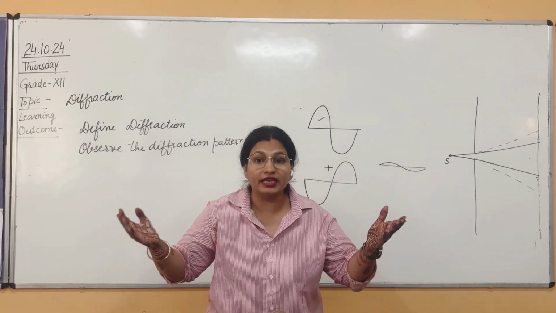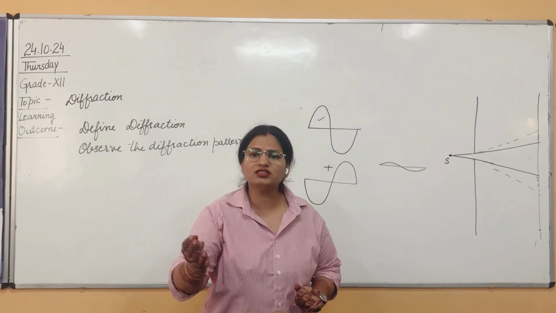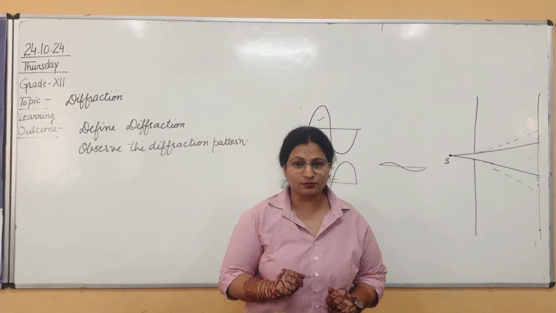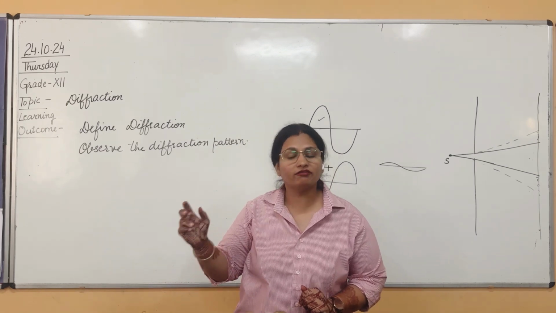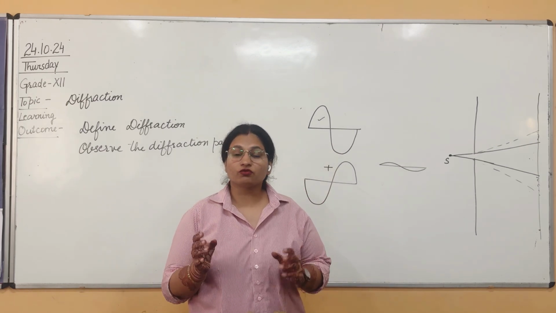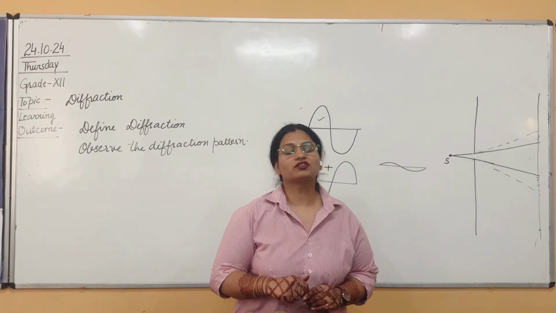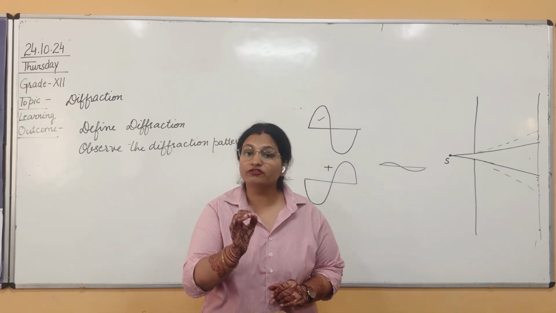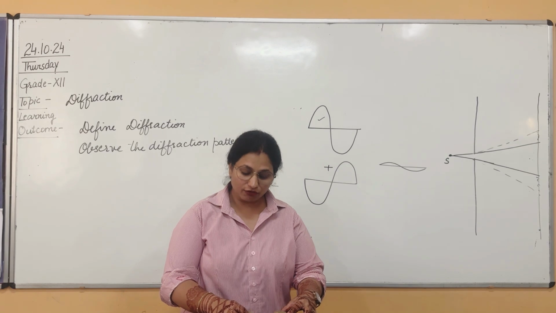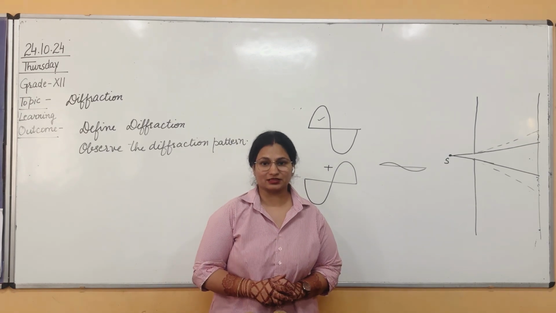It is in a few nanometers, 400 to 700 nanometers in the visible light. So, as the wavelength of light is very small, we need that much of a narrow slit. That is why we have made a narrow slit.